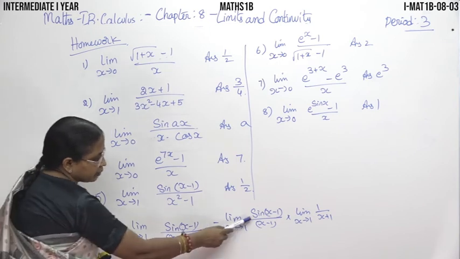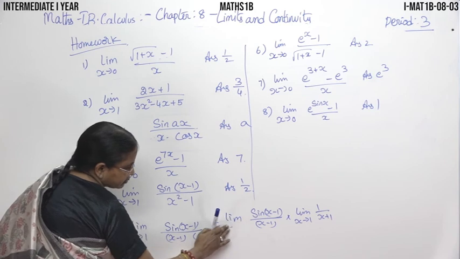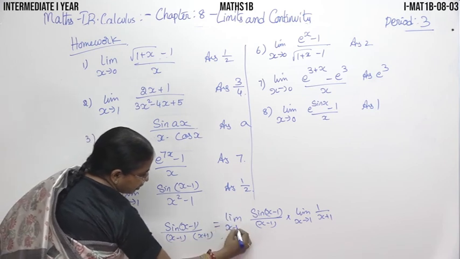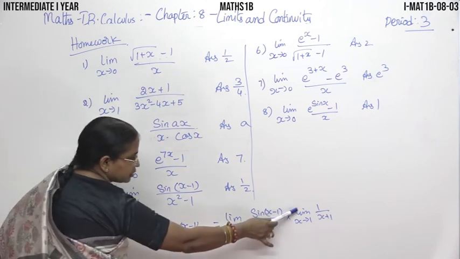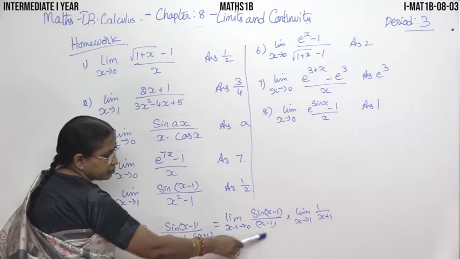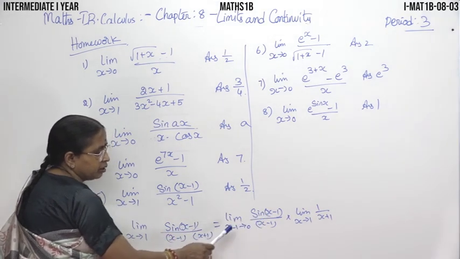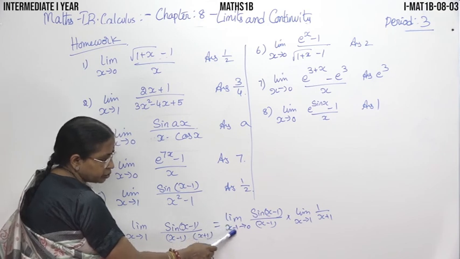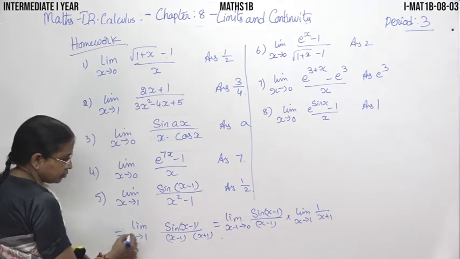Now this is in the form sin x by x, but x is not the same. So for this you will write x minus 1 tends to 0. For the other one you will write the same limit, x tending to 1 only, because it should be reduced to the standard form of sin x by x as x tends to 0. For this limit only you change; for the other limit you retain the same limit. So like this you will do.